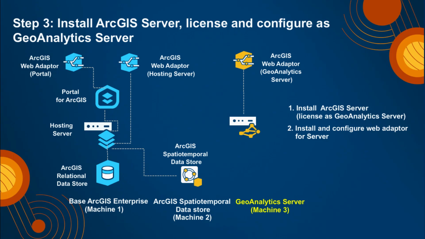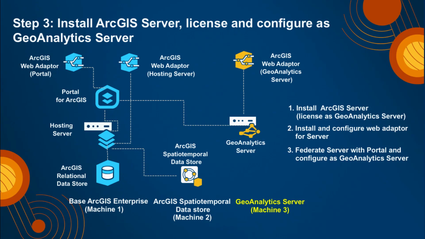install web adapter for the GeoAnalytics Server and register that. And then you federate this GeoAnalytics Server with the Portal and configure that as the GeoAnalytics Server. The user experience for federation and configuring the GeoAnalytics Server is the same as for the hosting server. It is all done through the Portal Home App organizational settings page. So now we have a system, a 3-machine system that is capable of performing GeoAnalytics.